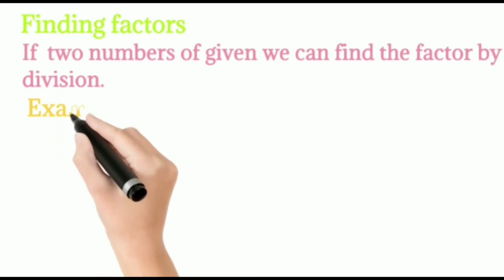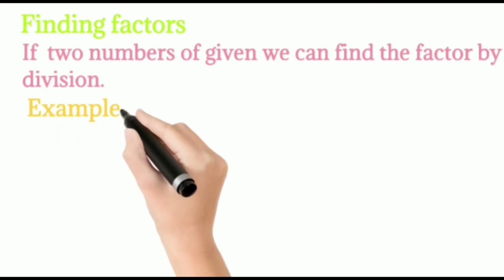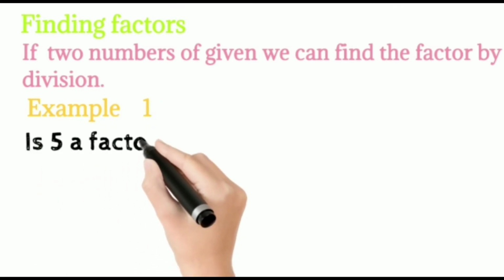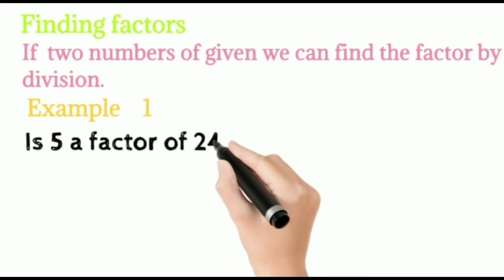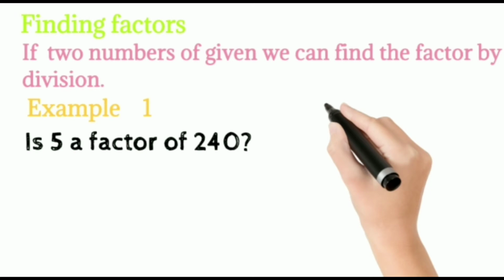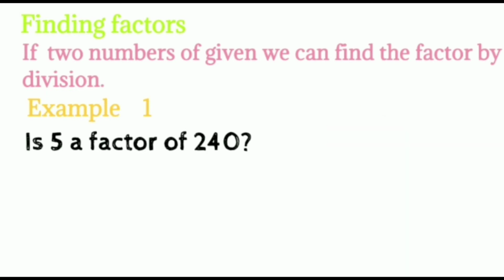First example: is 5 a factor of 240? We can divide 240 by 5. Here we divide the bigger number by the smaller number. If the remainder is 0, then the divisor, that means the smaller number, is a factor of the dividend, that is the bigger number.